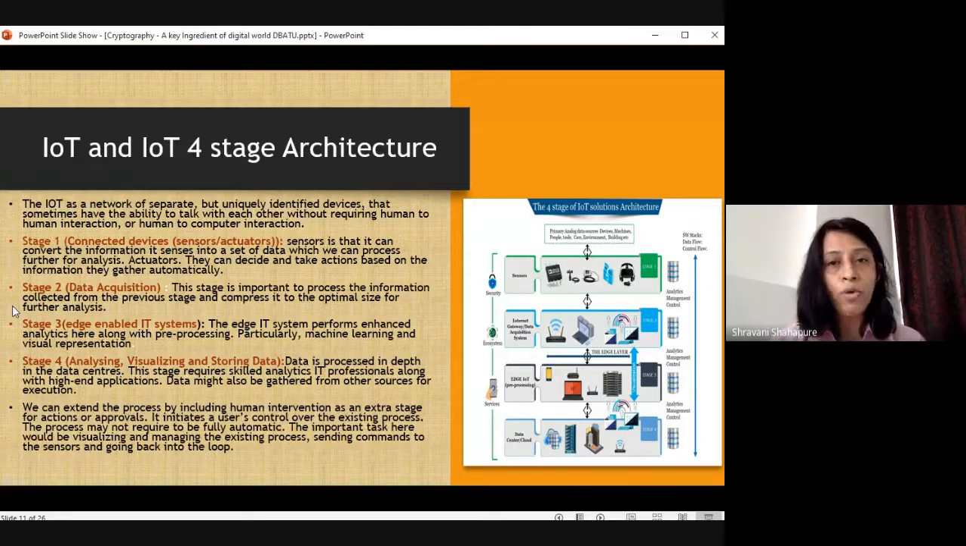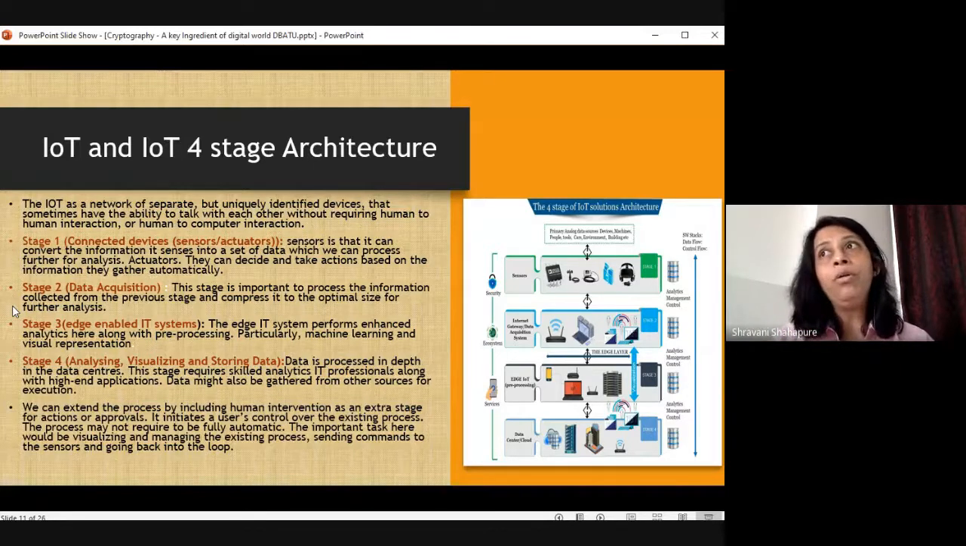So there are mainly four stages. The first one is the sensors, like connected devices. Normally those are sensors and actuators, where the sensors grab the information and convert it into a data set and process it for further analysis. The second stage is the processing of the information collected from the previous stage, compressed into the optimal size. Ultimately, what we are trying to see is whether whatever we are sensing or accepting from these sensors, we can convert into action.